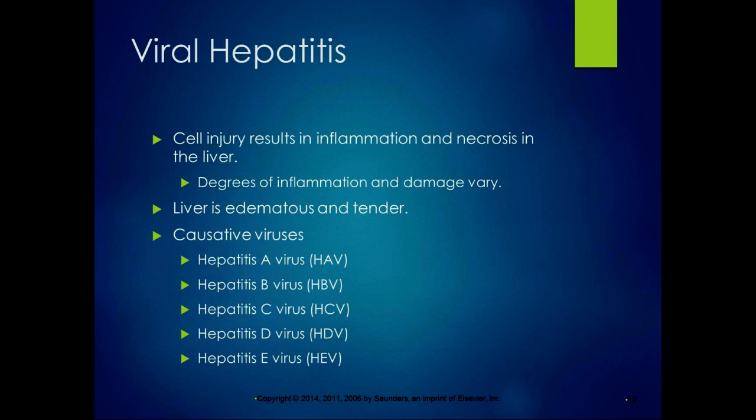Viral hepatitis, lots of different types of it. The cell injury results from inflammation and necrosis in the liver, and the degrees of inflammation and damage may vary. The liver is swollen, edematous, and tender. All these different viruses can cause it. There are vaccines for some of them and not for others. They are blood-borne illnesses, so we want to use standard precautions and avoid blood-borne pathogens to avoid these hepatitis viruses.